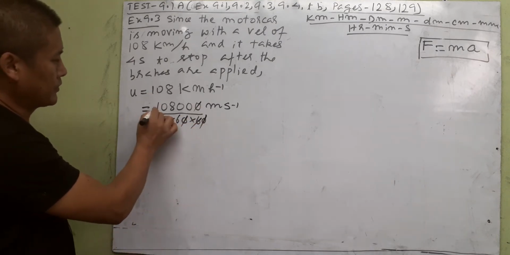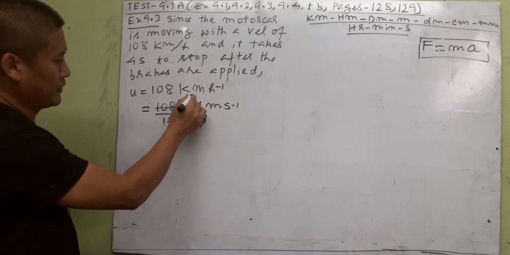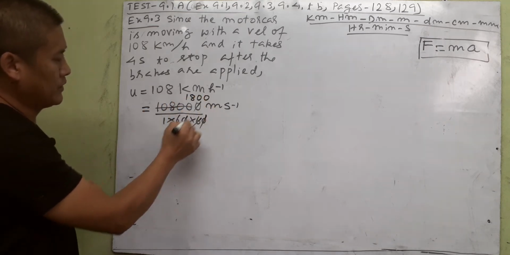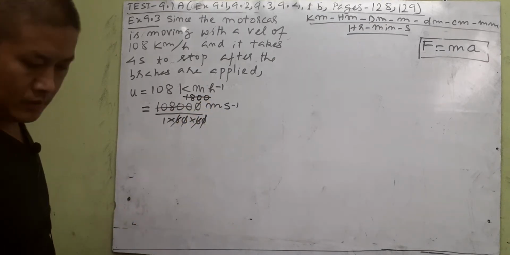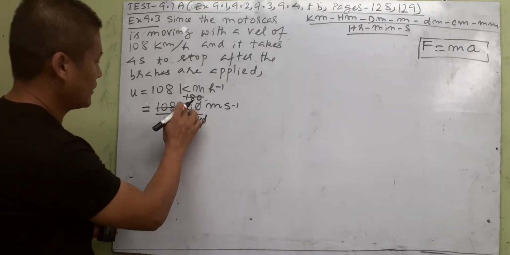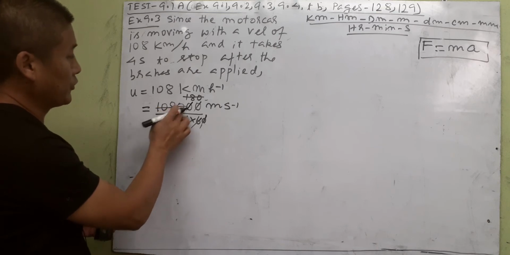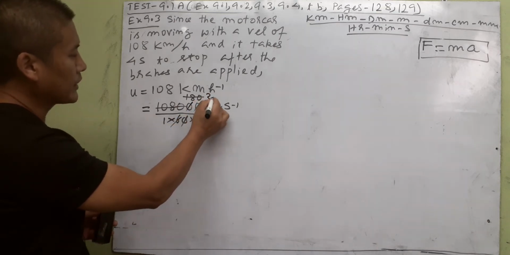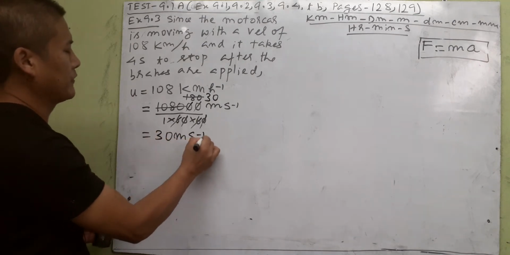6 ones are 6, 6 8s are 48. Then 1 0, 1 2 0 cancel, so this also cancelled. And here 2 ones are 6, 6 8s are, so only 1 0. 3s are 18, 0. So in SI unit it is 30 meter per second.